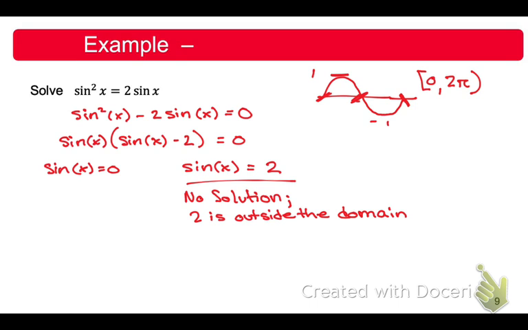1 revolution. Is 0 included? Yes. Is 2 pi included? No. Why not? Because it's an open circle. It's a parenthesis. So on this graph, I wouldn't have 3 answers. I would only have what? 2. These 2. Because isn't this the same as that?